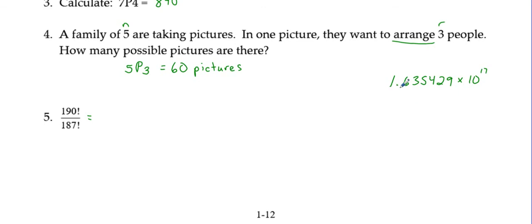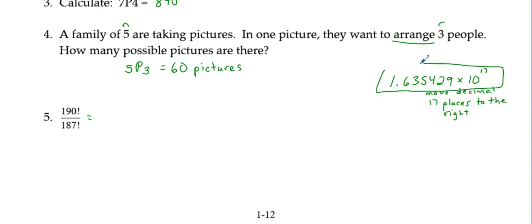That means your answer is not 1.6, it's 1.63 blah blah blah times 10 to the 17. And that actually means move the decimal 17 places to the right. So if this isn't the answer to this, but if this was the answer to any of your counting questions, you would have to write this whole thing down, or you'd have to actually write the number with that decimal moved 17 places to the right.